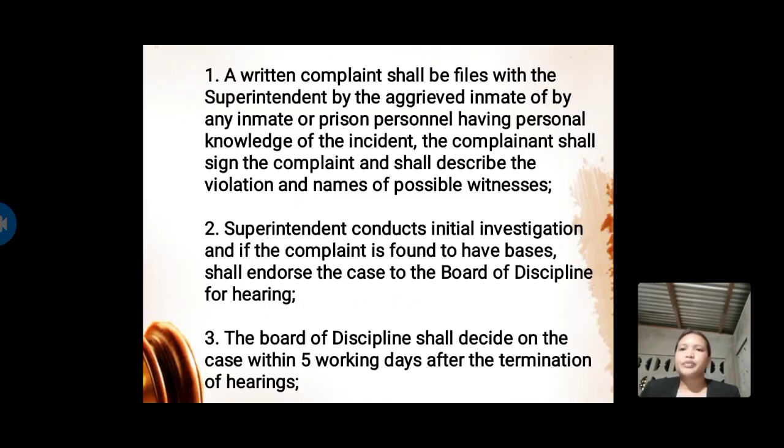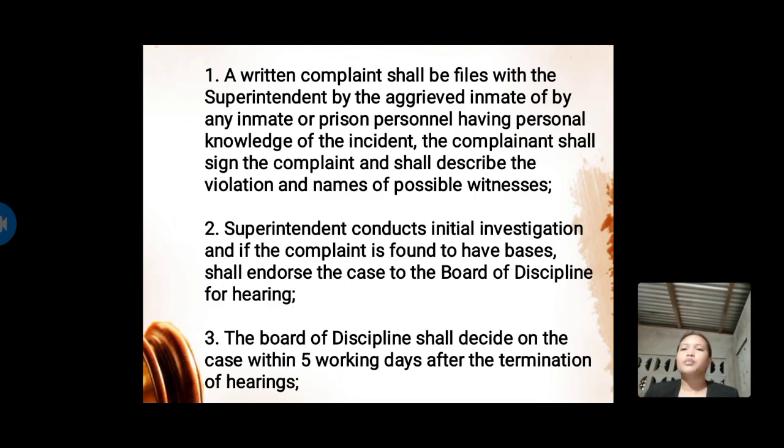We have a written complaint that shall be filed with the superintendent by the aggrieved inmate, by any inmate or prison personnel having personal knowledge of the incident, and the complainant shall sign the complaint and shall describe the violation and names of possible witnesses. Next, the superintendent conducts an initial investigation, and if the complaint is found to have basis, shall endorse the case to the Board of Discipline for hearing.